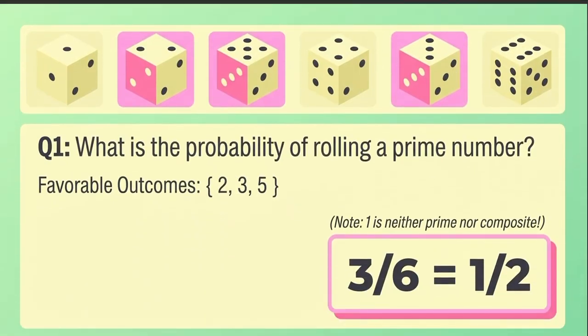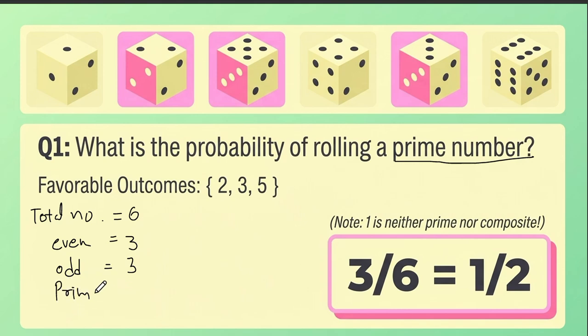Look at the question. The first question is, what is the probability of rolling a prime number for a single die? Remember, if we throw a single die, then the total number is equal to 6. Total even numbers are 3: 2, 4, 6. Odd numbers are also 3: 1, 3, 5. And prime numbers are also 3: 2, 3, 5. So the question is, what is the probability of getting a prime number? The denominator is the total outcomes, which is 6, and there are 3 prime numbers in a single die. So the answer is 3 upon 6, which is nothing but 1 over 2.